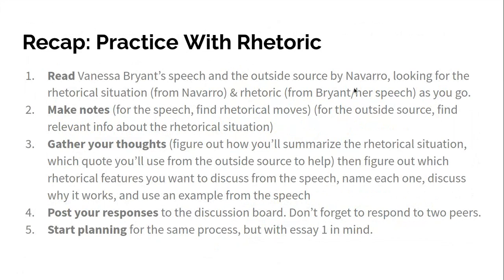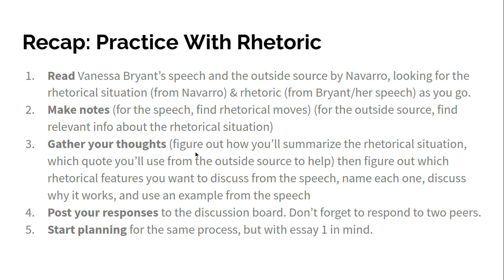So when you're practicing with rhetoric for this assignment, you should read Vanessa Bryant's speech and the outside source that you were given, looking for the rhetorical situation from the Navarro piece, and then looking for rhetoric from Bryant's speech as you go. Make notes for yourself. So for the speech, you want to find those rhetorical moves. Like I found pathos and ethos. You can find whichever ones you see. For the outside source, you need to find relevant information about the rhetorical situation.